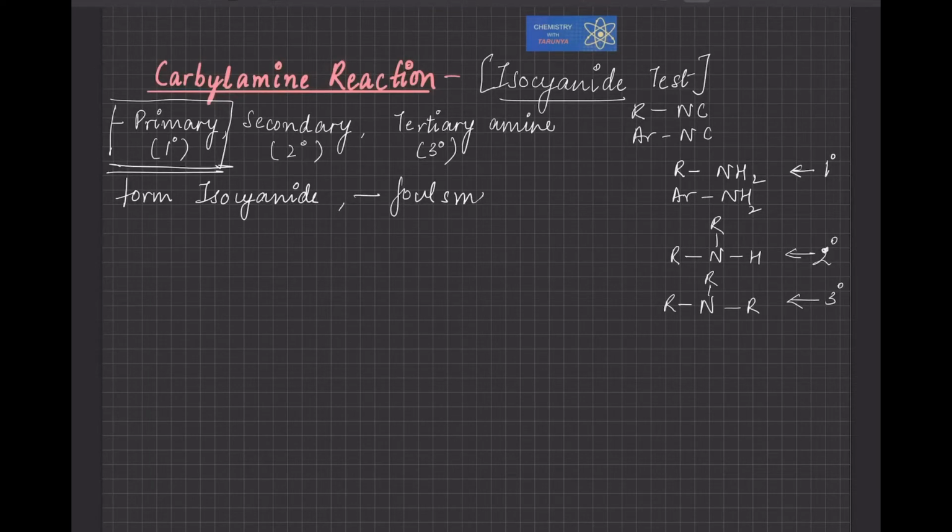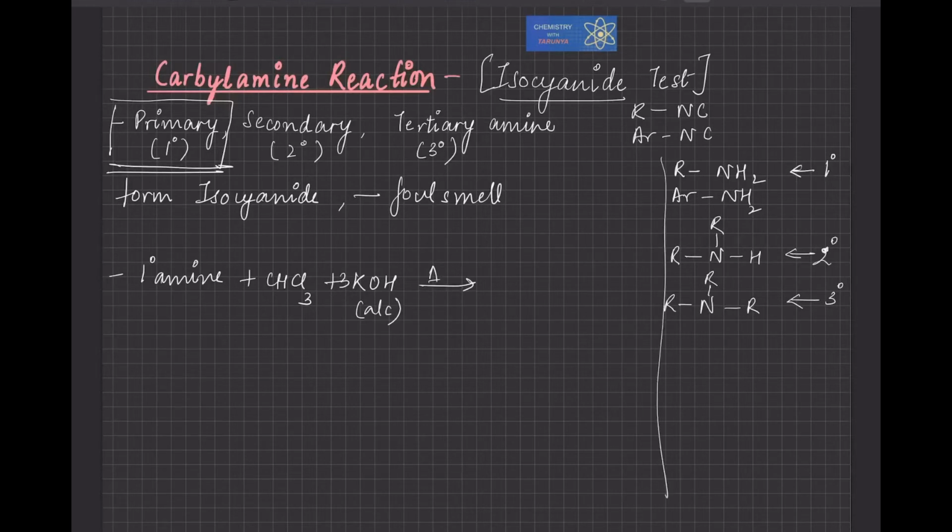Now what happens in this reaction is a primary amine is reacted with chloroform in presence of alcoholic KOH, and heat will form isocyanide plus 3 KCl plus 3 H2O.